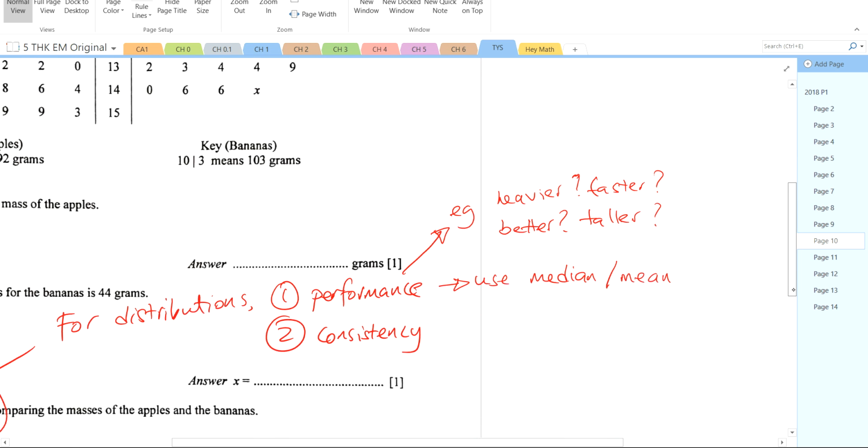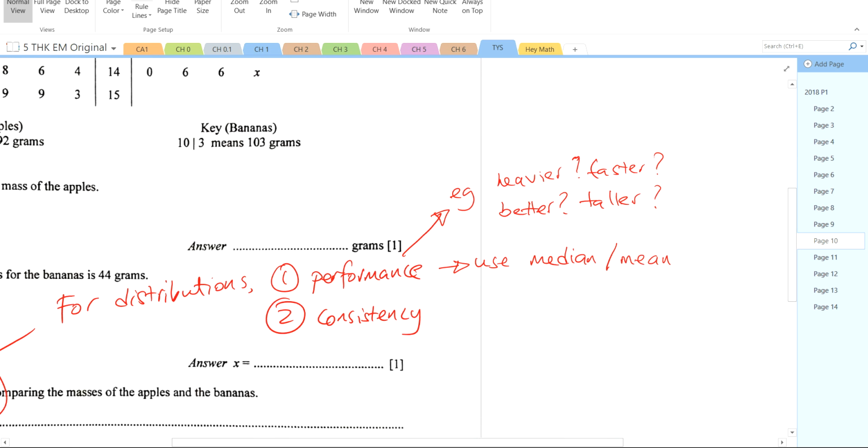So other types of performance will be like which are faster in running, the boys or the girls, for example. So the boys have a median time of 10 minutes, the girls have a median time of 11 minutes. So who is faster? Boys, because the median is smaller. You get it? Sometimes median smaller is better, sometimes median bigger is better. Depends on the question. The next one is consistency.